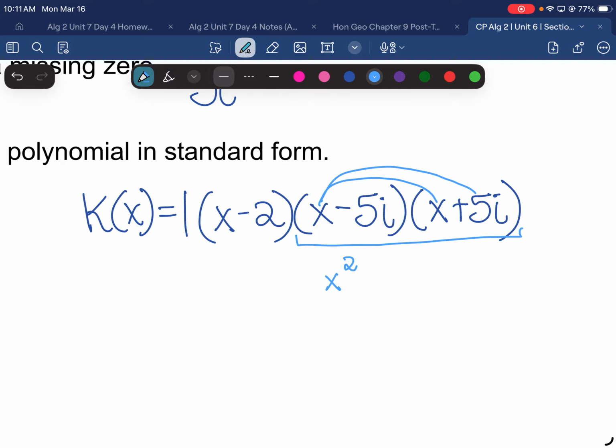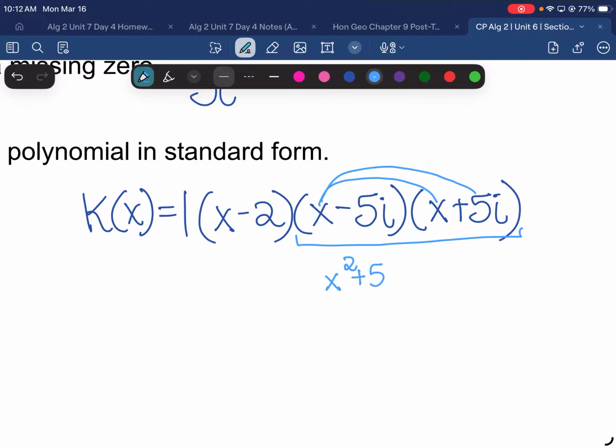Sorry. Your outers. We're multiplying x times 5i. So it's just written as like 5ix or 5xi.